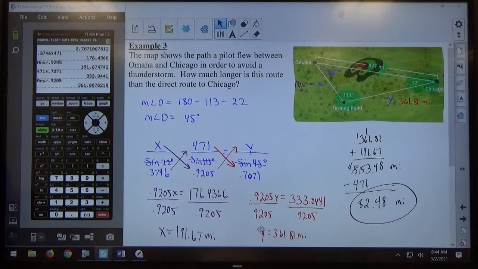How am I going to get there? And if there's a storm, am I going to be able to fly around it or not?